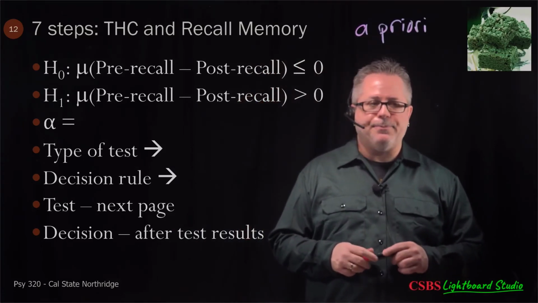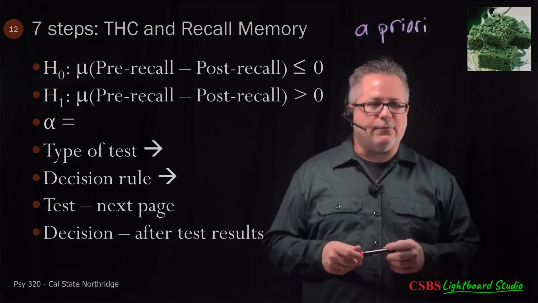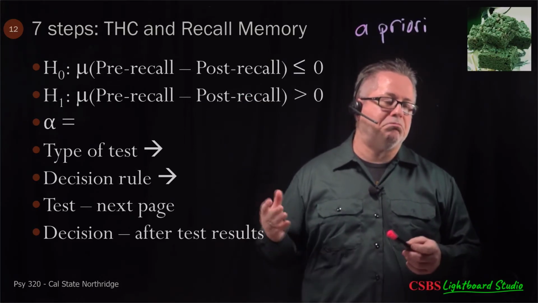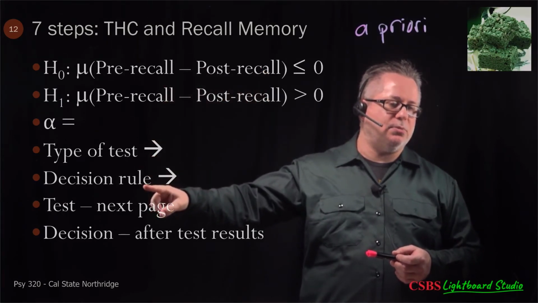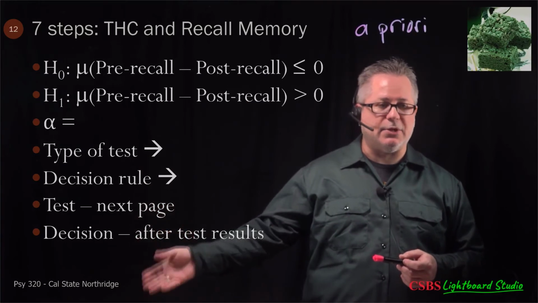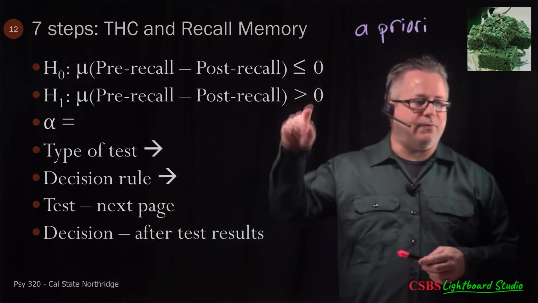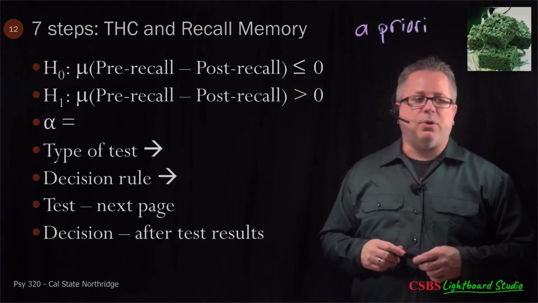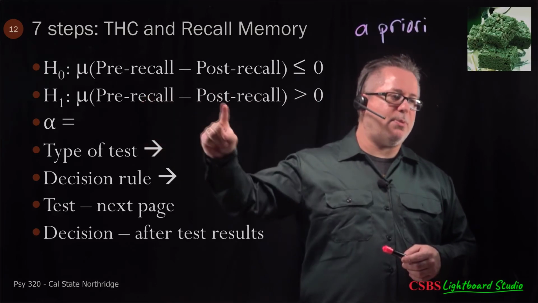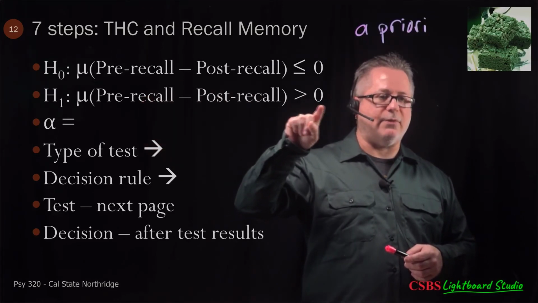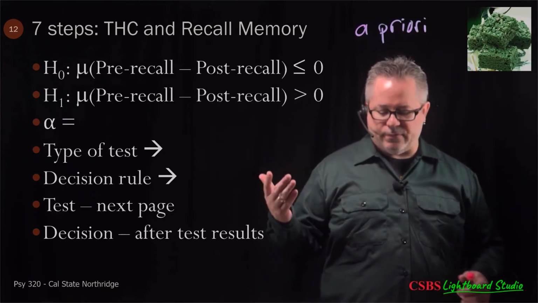So if I'm testing THC's effect on recall, well, I should be able to do at least up to my decision rule. So step 6, which is doing the test, I can't do, and my decision I can't do. But steps 1 through 5, I should be able to do beforehand. So we already figured out that these are our null and alternative, right? The alternative is saying that I think that pre-recall minus post-recall is going to give me a positive average. An average is going to be a positive number. So the null then is just the opposite.